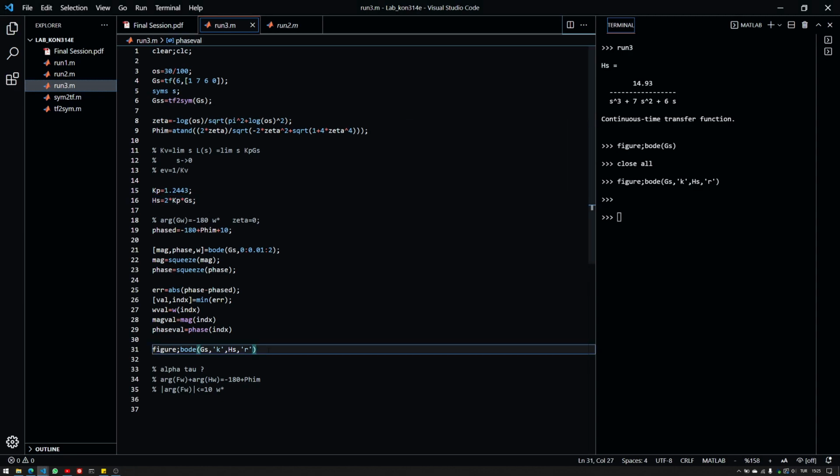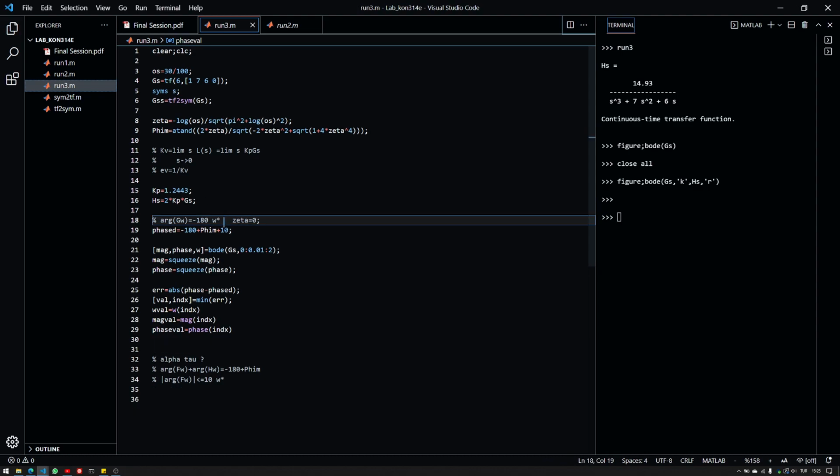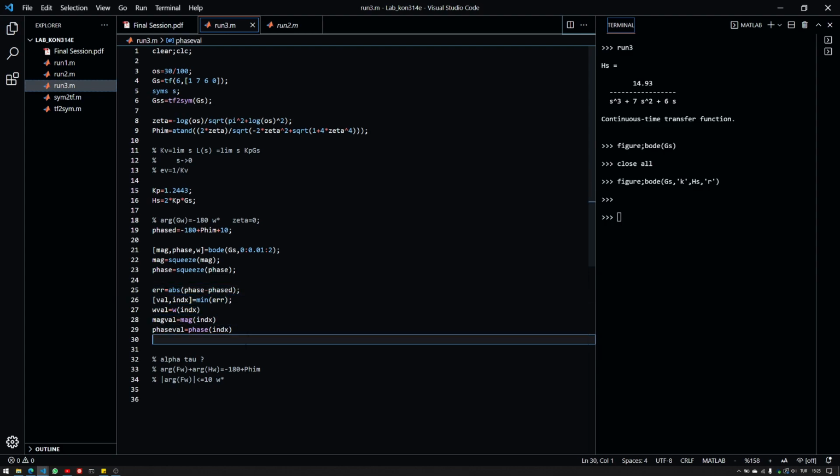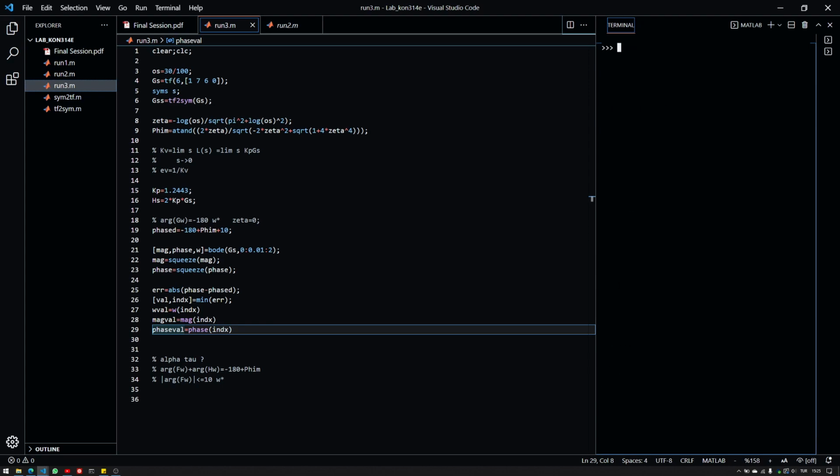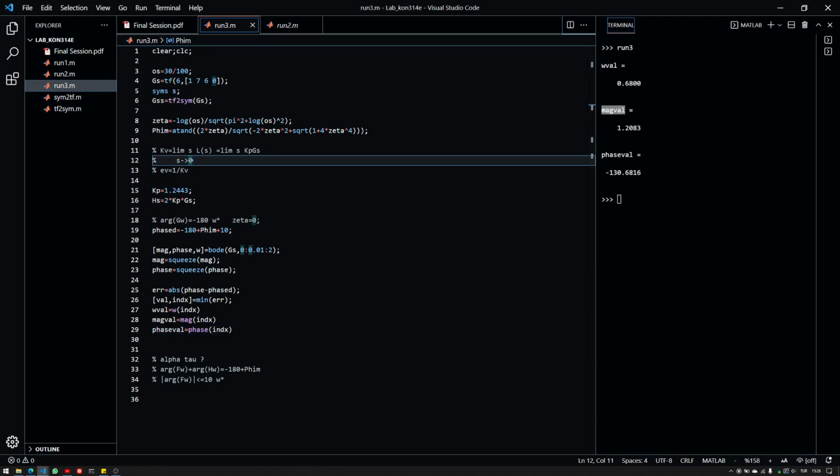So now let's stick with the phase plot of GS and the magnitude, and then let's also modify it ourselves. So I will get the phase and magnitude that corresponds to the desired phase angle, and I will have omega, mag val, and phase val. So this is basically what I've read from the Bode plot. I looked for this phase angle, I got the frequency 0.68, and then I have this magnitude 1.2 approximately. But this is actually not the gain itself.